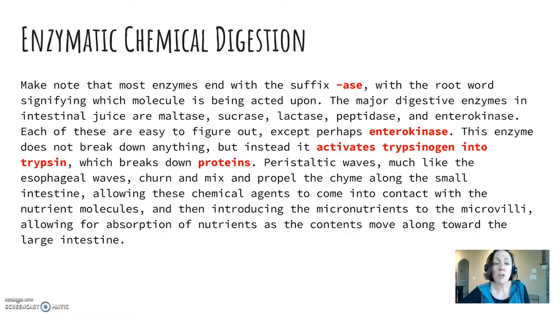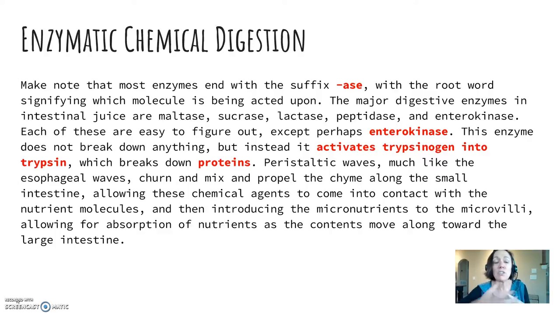I need you to make note also that enzymes, the names of enzymes, end with the suffix -ase, and the root word usually signifies what molecules are being acted upon. So think of them that way when you read this list. The major digestive enzymes in the intestinal juice are maltase, sucrase, lactase, peptidase, and enterokinase. So all of those end in -ase, so we know right away that they're enzymes.